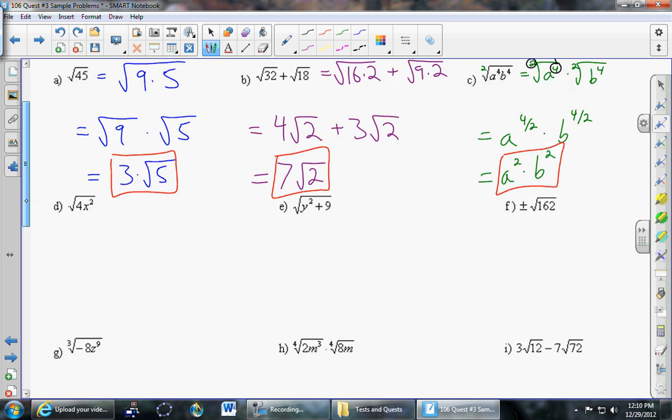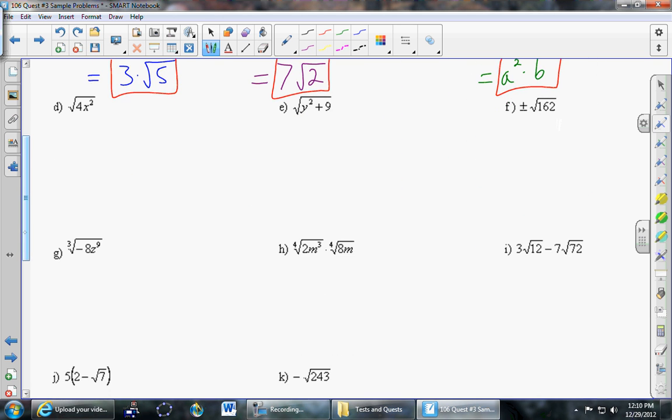Part D, same idea as before. Square root of 4 can come out as a 2. Square root of x squared, again, divide those powers. 2 divided by 2 is just 1. So it's 2x to the first, or just 2x.